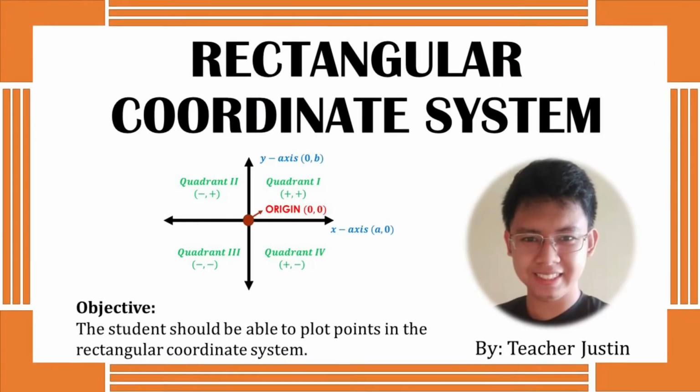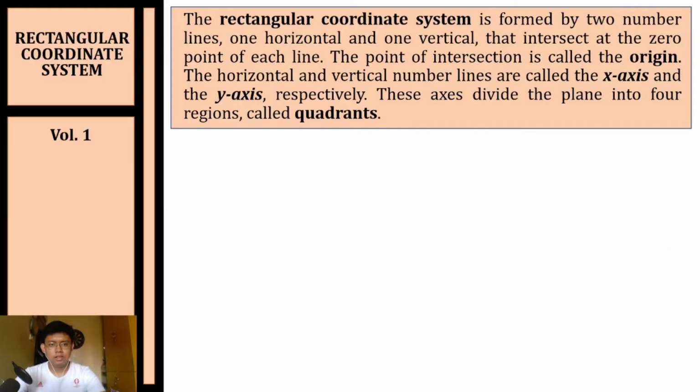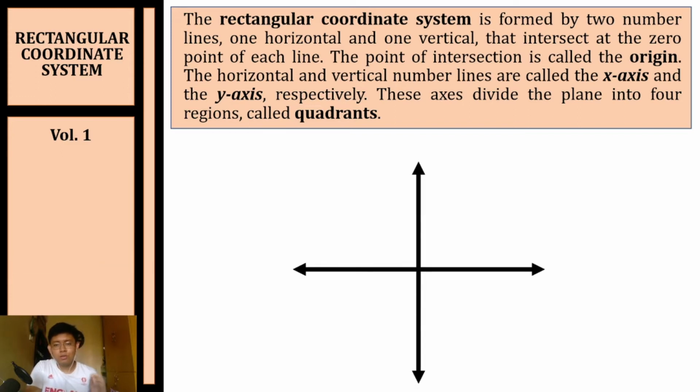On today's topic, we're going to talk about the rectangular coordinate system. The rectangular coordinate system is formed by two number lines, one horizontal and one vertical, that intersect at the 0 point of each line. That point of intersection is called the origin. The horizontal and the vertical lines are called the axes. The horizontal line is called the x-axis and the vertical line is called the y-axis.